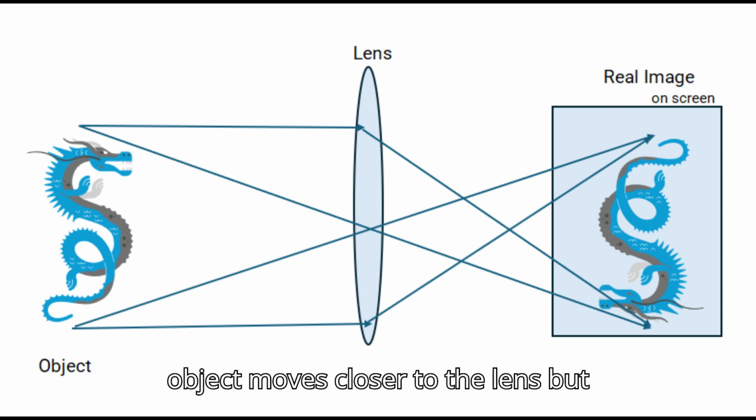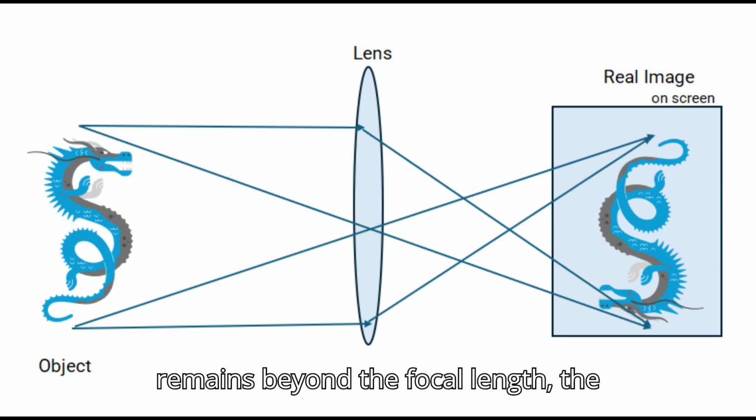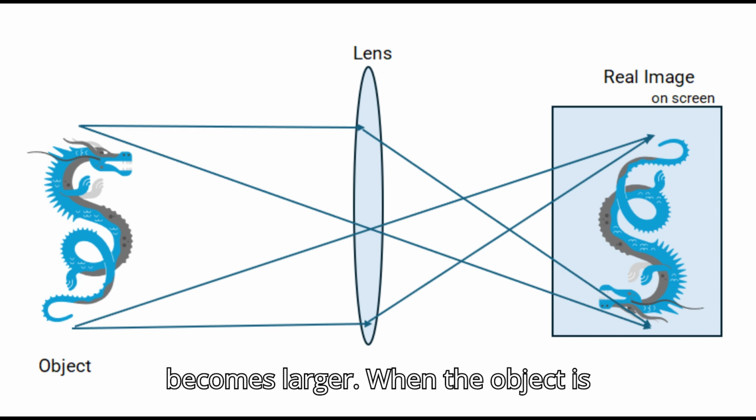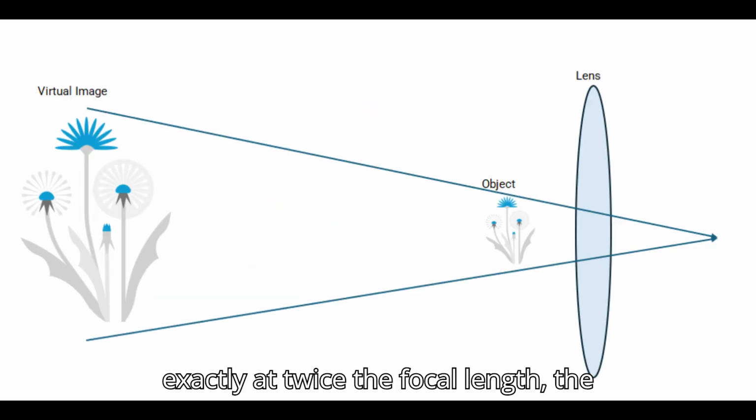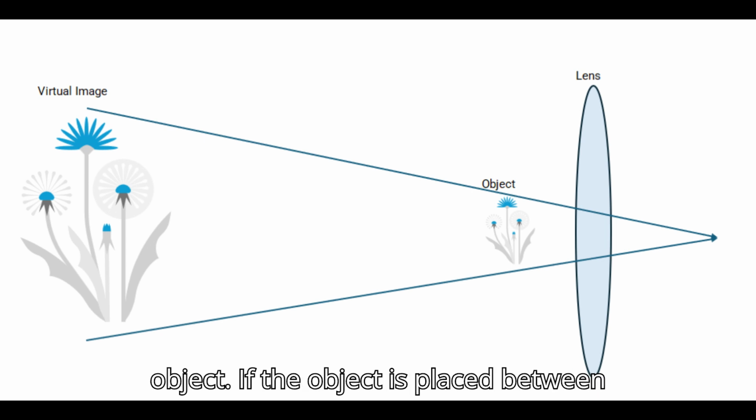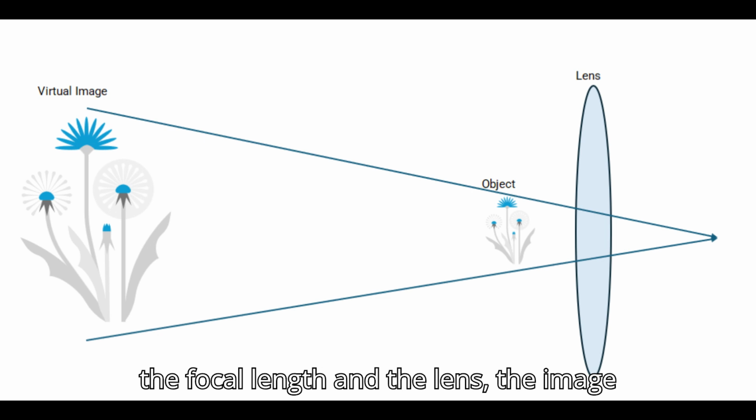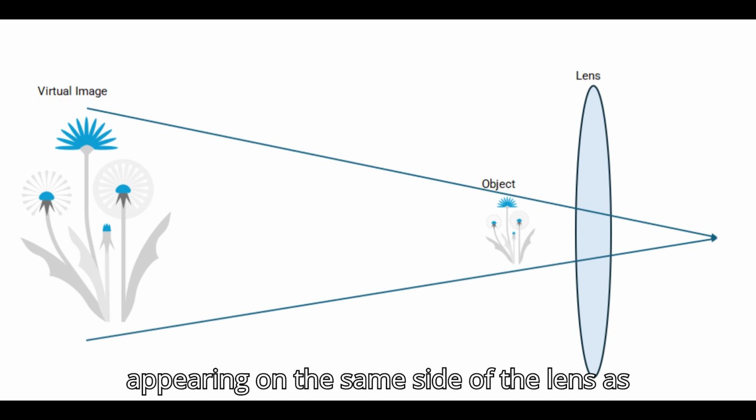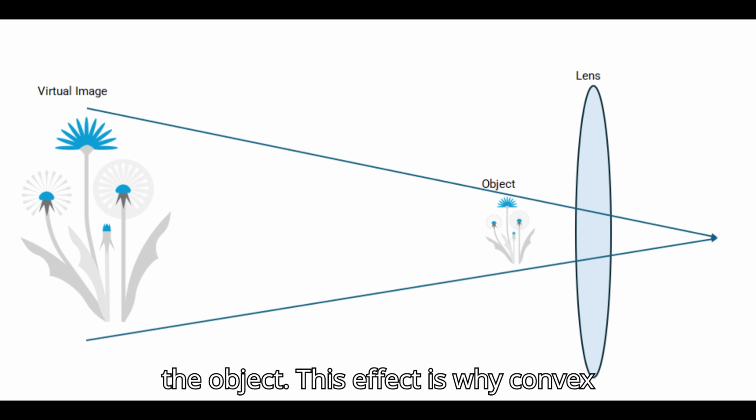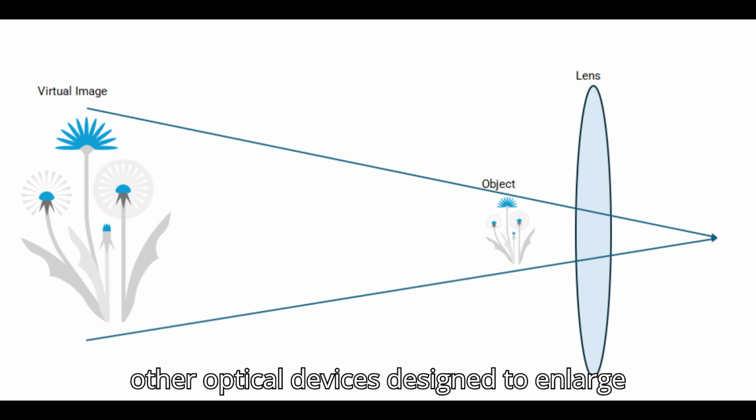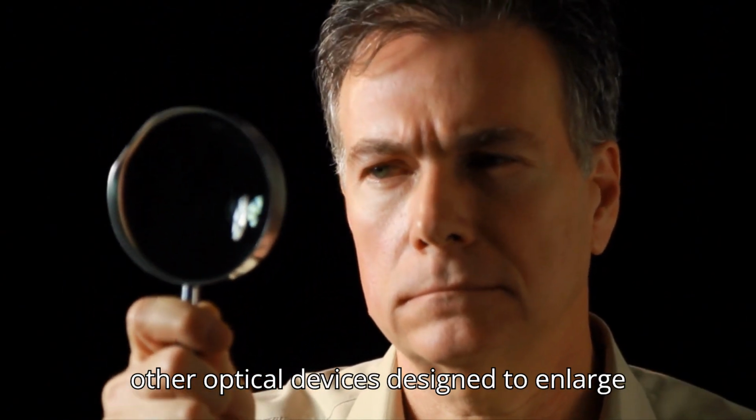As the object moves closer to the lens but remains beyond the focal length, the image remains real and inverted but becomes larger. When the object is exactly at twice the focal length, the image produced is the same size as the object. If the object is placed between the focal length and the lens, the image becomes virtual, upright, and magnified, appearing on the same side of the lens as the object. This effect is why convex lenses are used in magnifying glasses and other optical devices designed to enlarge images.